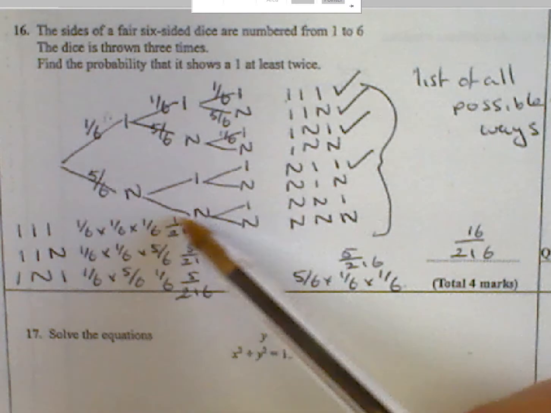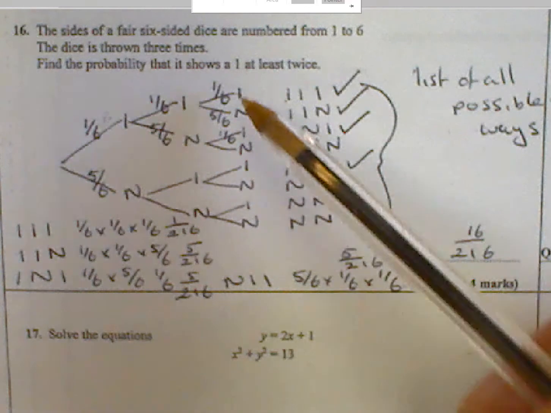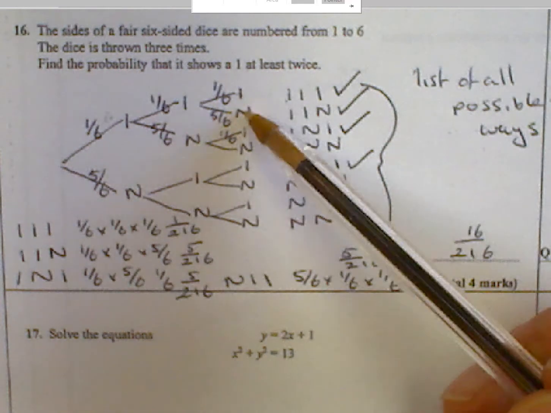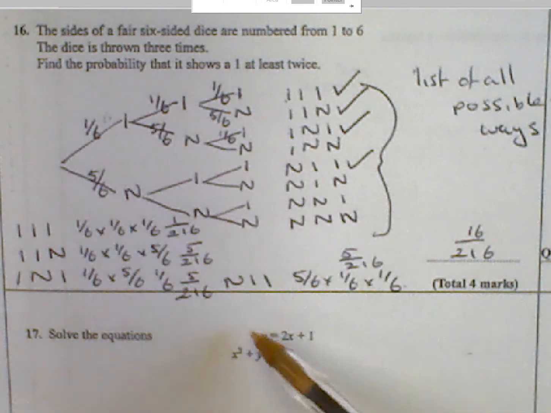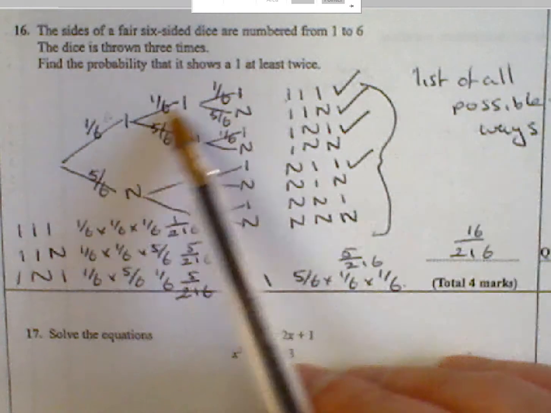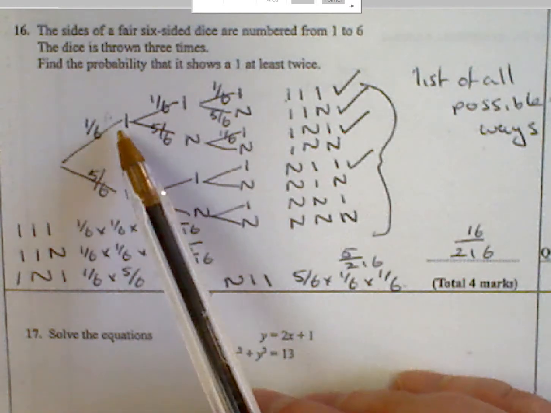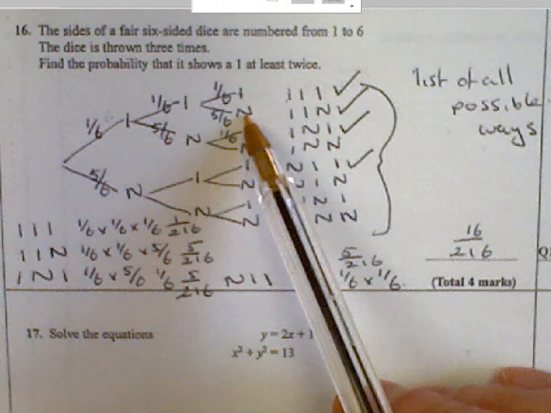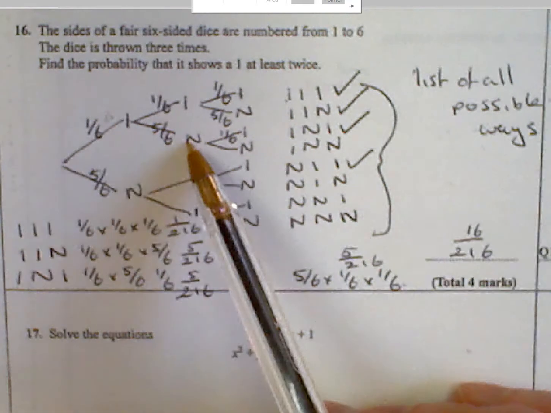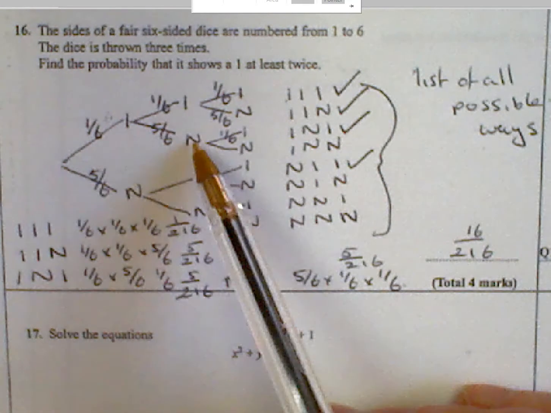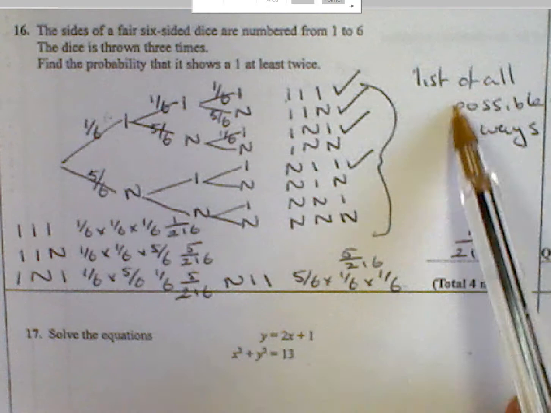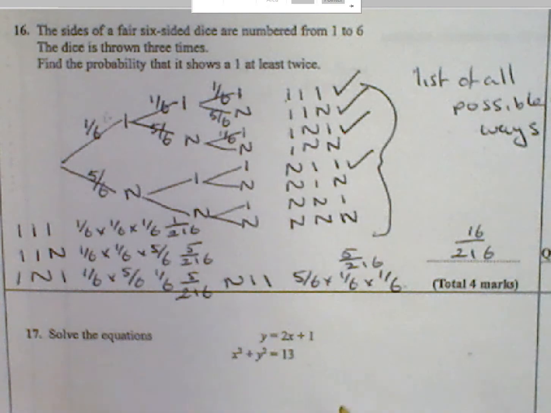Just for the sake of space I've not filled all the stuff in. Then here we can get a 1, not a 1, 1, not a 1, and so forth. And you can see here the top row, that's a 1, 1, 1. That's one way the dice could be thrown. And I could get a 1 followed by 1 followed by not a 1. I could get a 1 followed by not a 1 followed by 1, then not a 1, 1, 1.